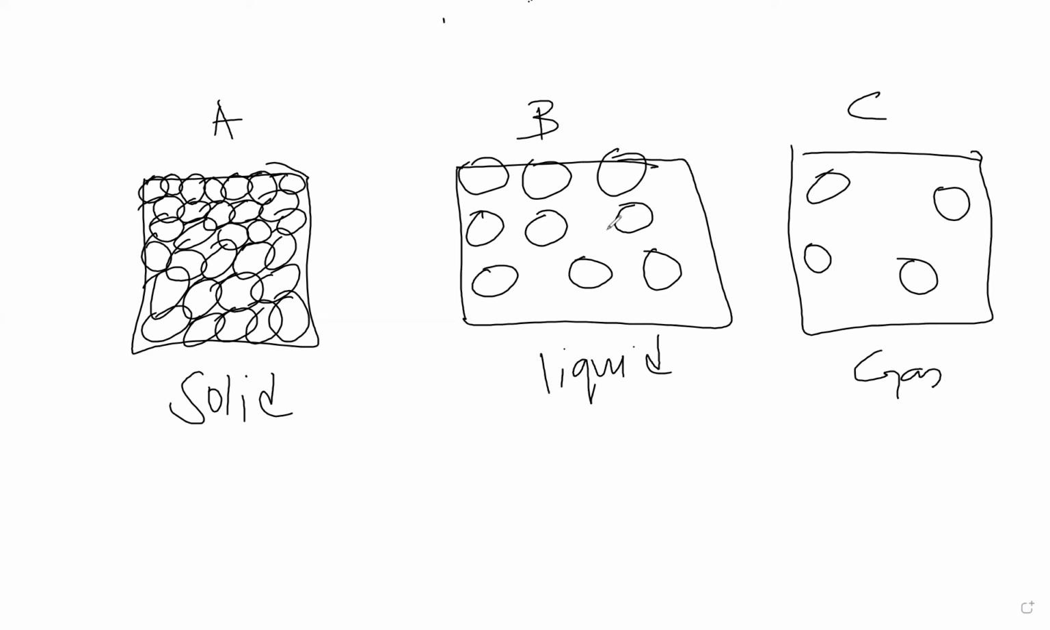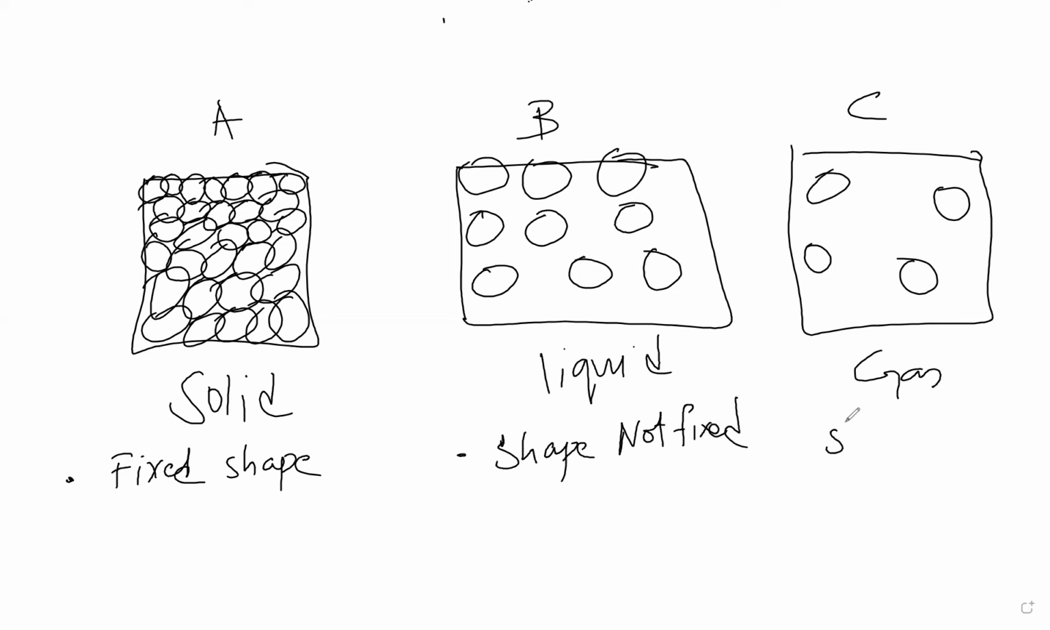So solids have fixed shape, liquids have shape not fixed, and gases have shape not fixed. Okay, what about the volume?